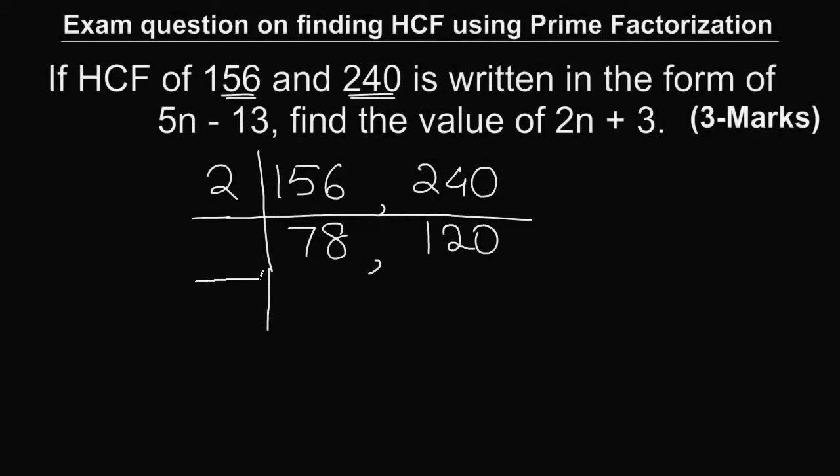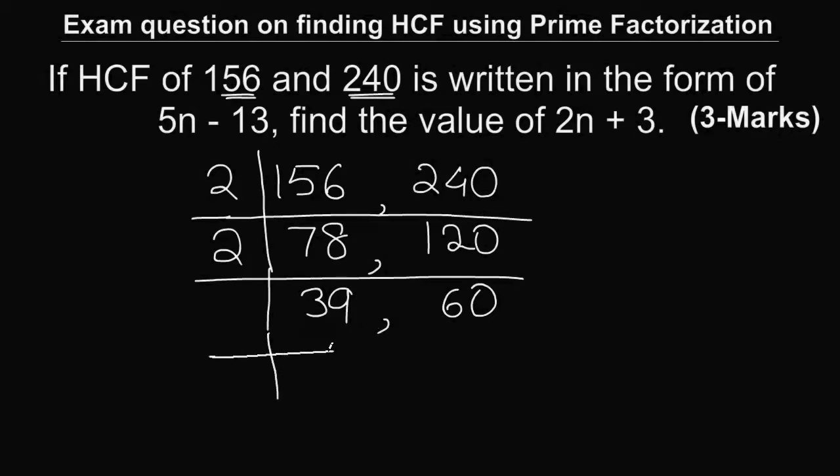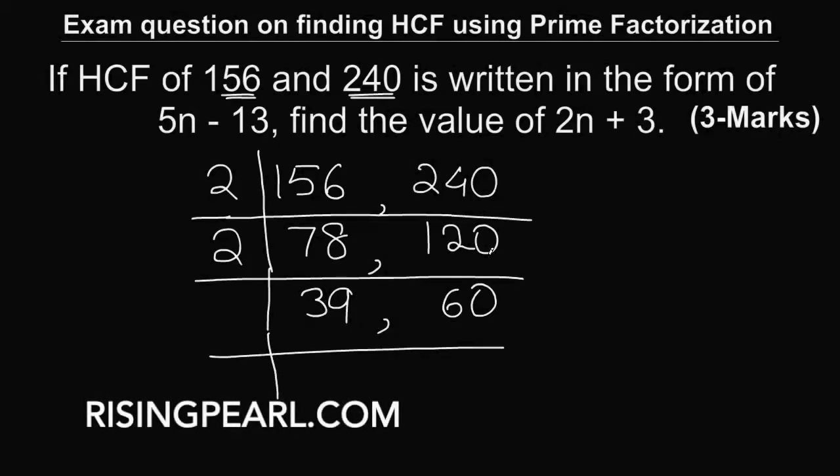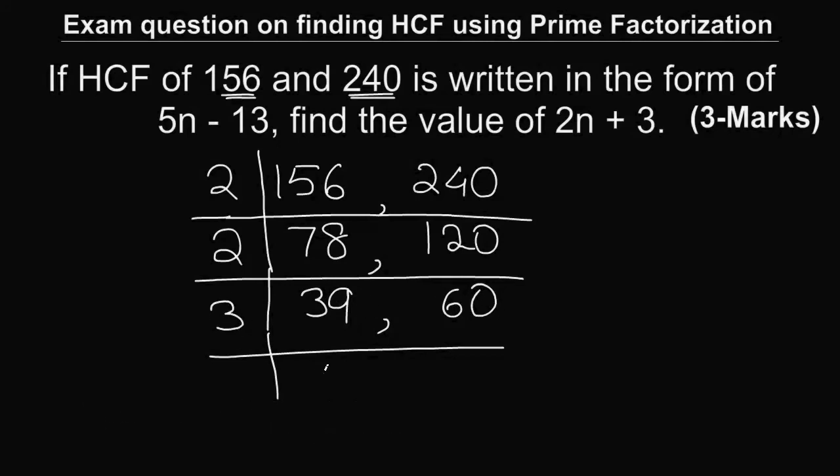Now these numbers are still even, so we can again divide both of them by 2. Here we will get 39 and 60. Now we have an odd number and an even number, but there is a common factor for both, which is 3, because 3 13s are 39 and 3 20s are 60. At this point we cannot find any more common factors because 13 is a prime number and 20 is not a multiple of 13.